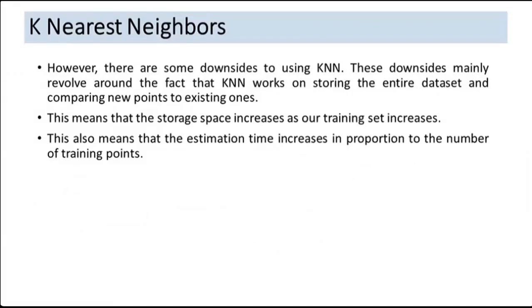There are some downsides of using K nearest neighbors. These downsides mainly revolve around the fact that KNN works on storing the entire data set and comparing new points to the existing ones. This means the storage space increases as our training set increases. This also means that the estimation time increases in proportion to the number of training points.